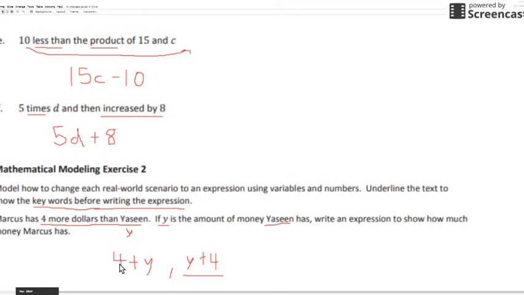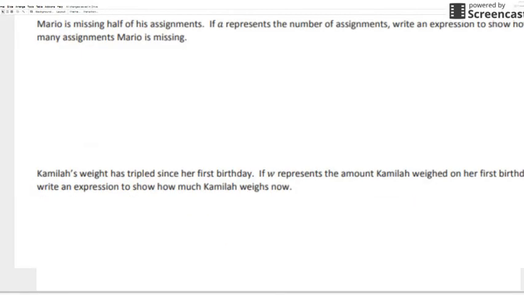All right, so that's it. That's kind of what we're doing with these different, more lengthy phrases. All right, so let's look at 2 more examples real quick. Here it says Mario is missing half his assignment, so he didn't do half his assignment, or he can't find half his assignment. If A represents the number of assignments, write an expression to show how many assignments Mario is missing. So they don't give us a number of the actual assignments he has.